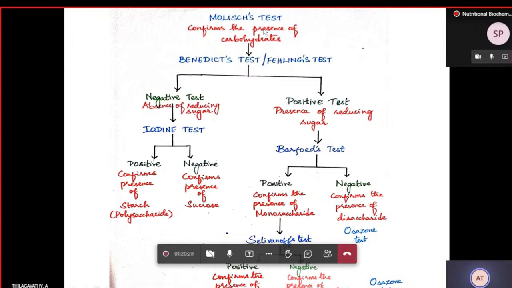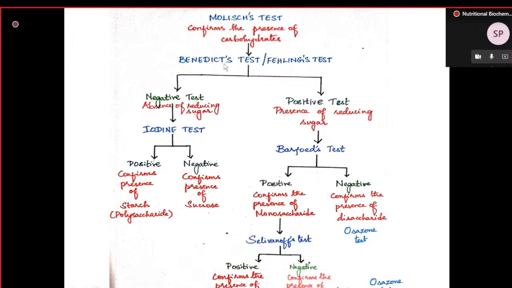So Molisch test first, generally. If Benedict's test is negative, go for iodine test. If iodine test is positive, it is starch. If it is negative, sucrose. Okay, with these three tests, you can identify whether it is starch or sucrose. All these other tests are not applicable for starch and sucrose. You need not do these tests. If your Benedict's is negative, you have to go directly to the iodine test.